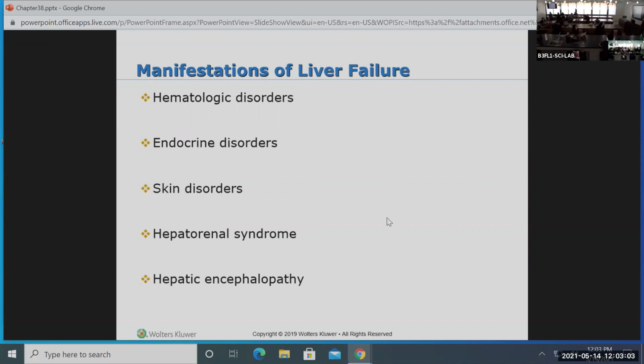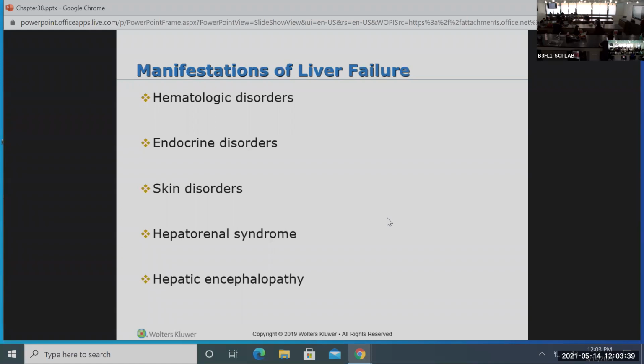Now, if there's something going on with the liver, it will affect all these other factors. Hematologic disorders will occur, maybe anemia, leukopenia, thrombocytopenia, everything. Endocrine disorders, skin disorders. Then in the textbook, I believe they do have some pictures of this patient also. And then hepatorenal syndrome. And the last one is called hepatic encephalopathy.